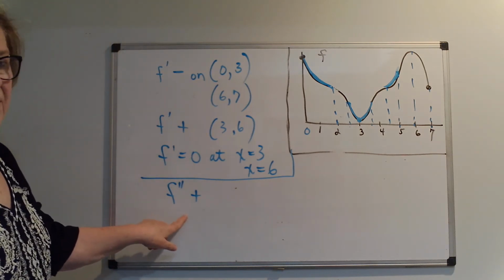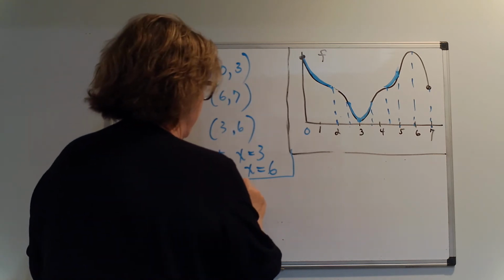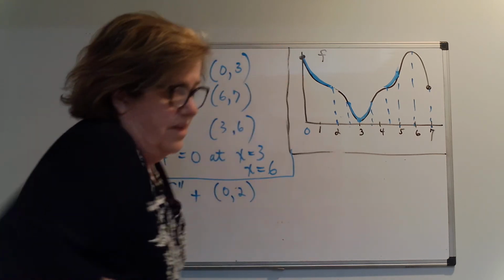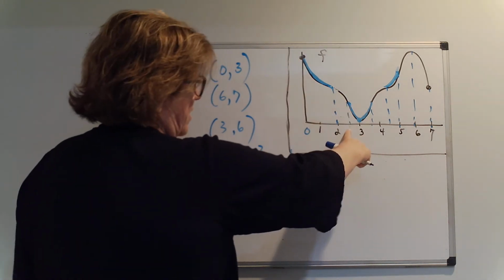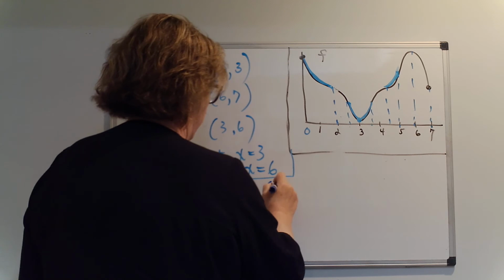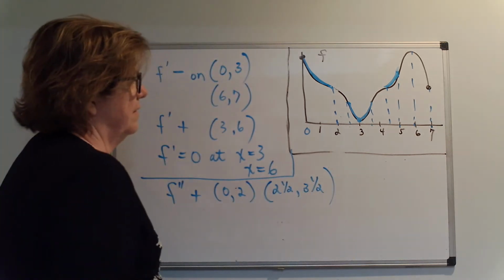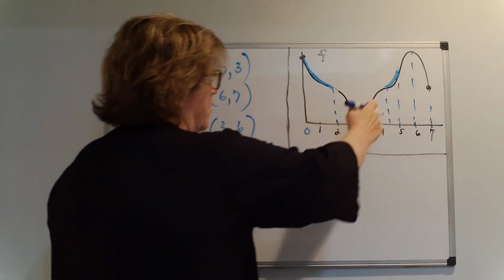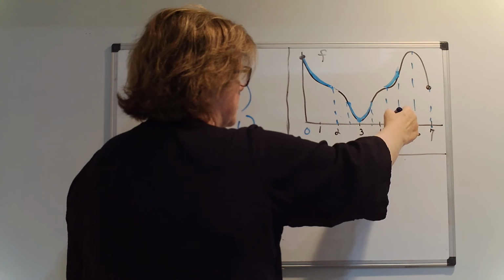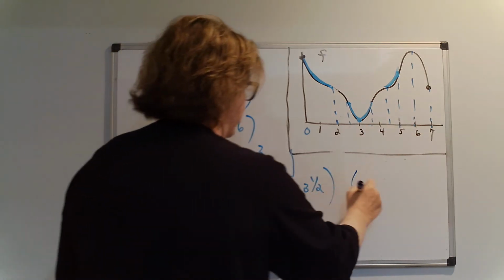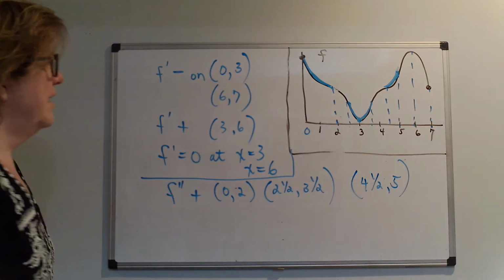So it looks like f double prime, the second derivative, is positive on the interval from 0 to 2, because it looks like it's scooped up. Then from, let's say, 2.5 to 3.5, it's scooped up all through there. Here it's scooped up, so it's about 4.5 to 5. And that's it.